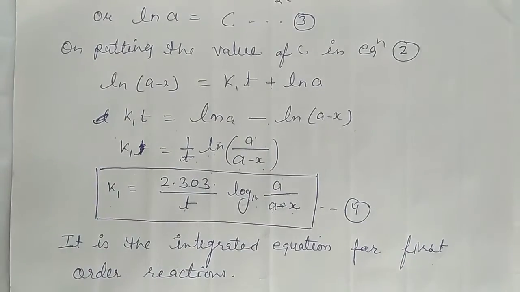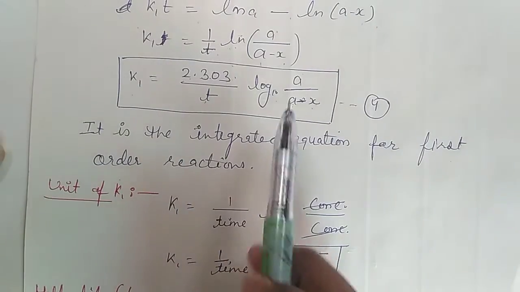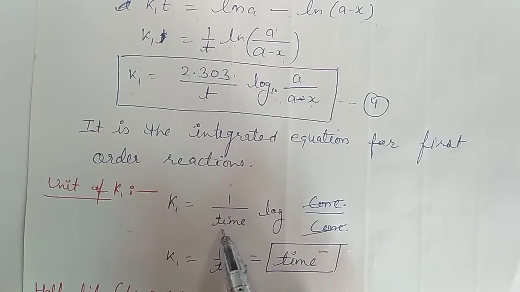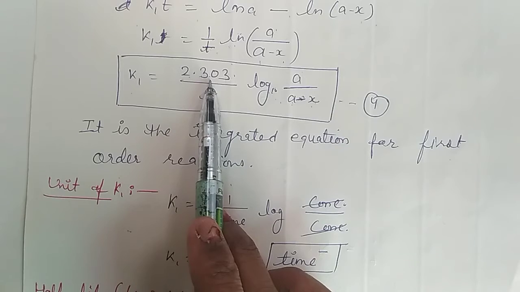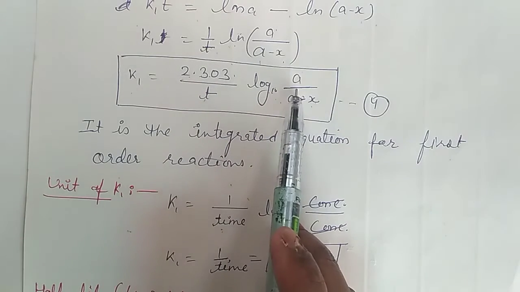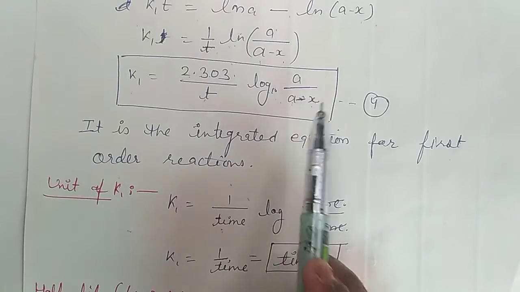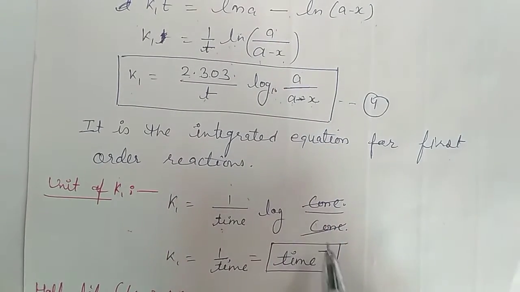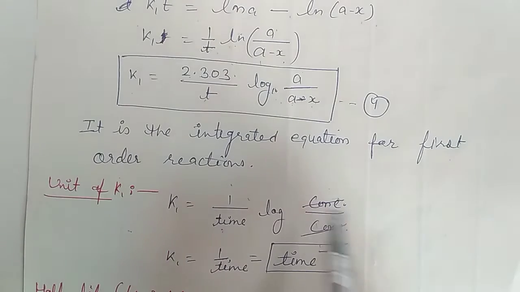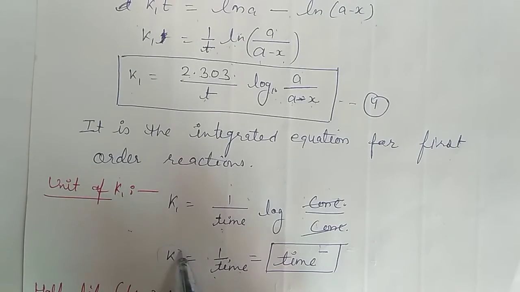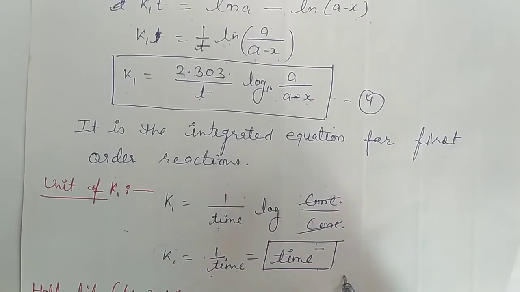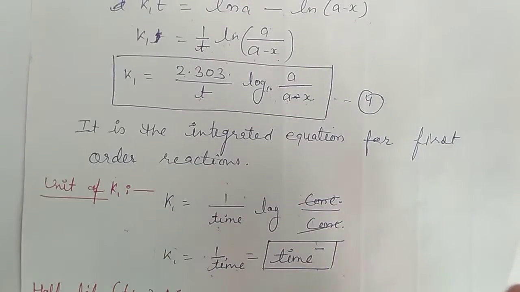Now the unit of k. According to this equation, k1 is equal to 1 upon time. There is no unit for 2.303. Log a is the concentration of reactant, and a minus x is also the concentration of reactant, means concentration upon concentration. These cancel each other, and log 1 is 0, so we are left with 1 upon time. The unit of k1 is time inverse. It can be second inverse, minute inverse, hour inverse, year inverse, week inverse, etc.